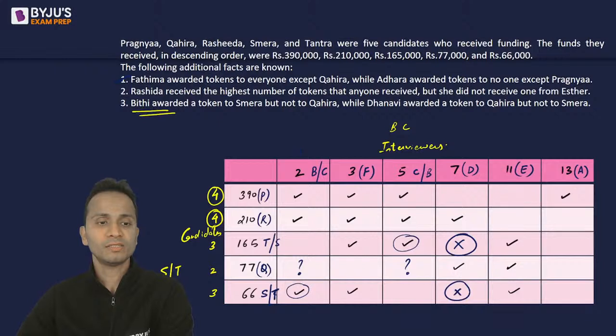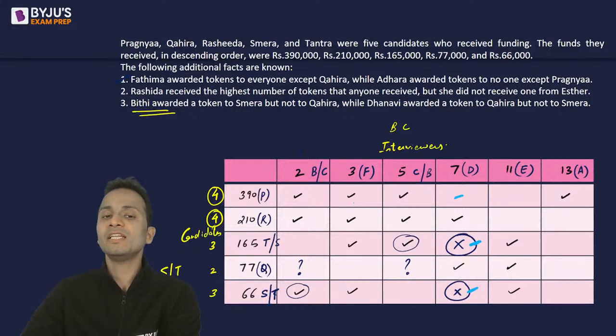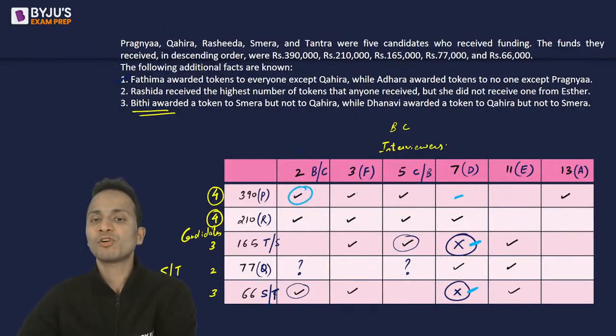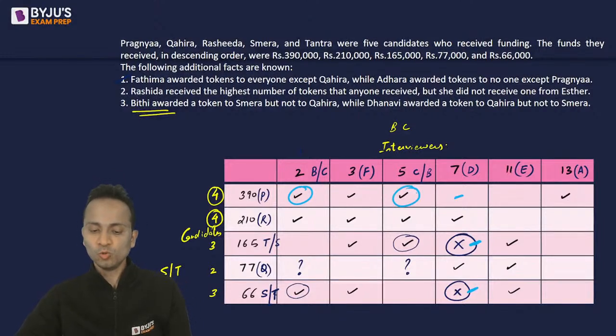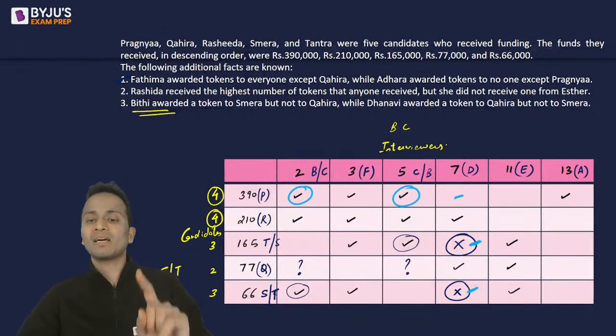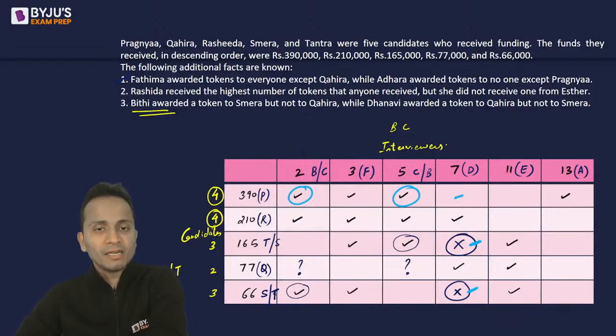Pragnya, the first one. Okay. I'll mark this with a different color. So, not from Dhanvi, not from Dhanvi, not from Dhanvi. Okay. But has definitely received from Bithi. So Pragnya has definitely received from Bithi. Bithi can be any one of these two. So the answer has to be Pragnya. Okay. So Pragnya has definitely received from Bithi.